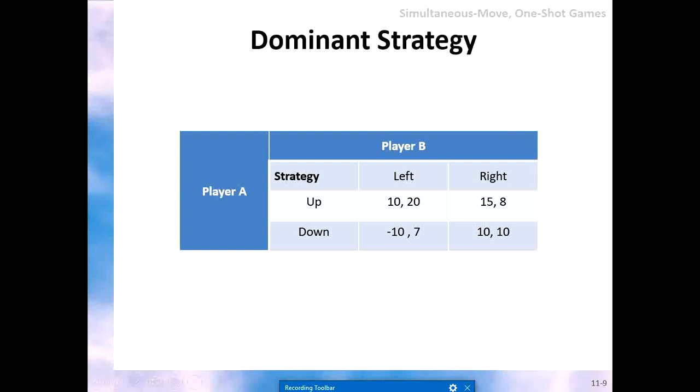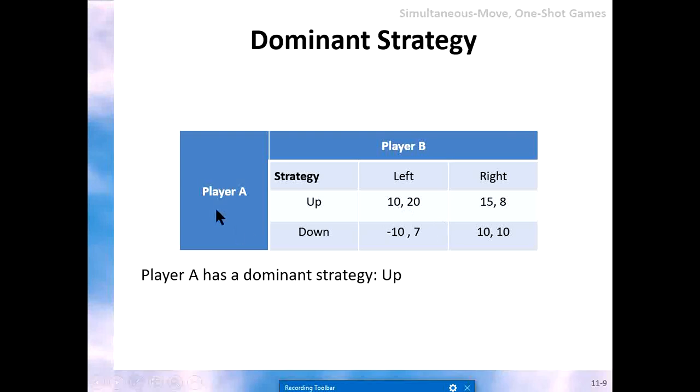So let's go here and see the first one, dominant strategy. As we see in this table, we have two players, player A and player B. Both of them have two strategies. Player A has up and down, and player B has left and right. So what will be the dominant strategy? For player A it would be up, of course. Why? If you ask why, let's see.